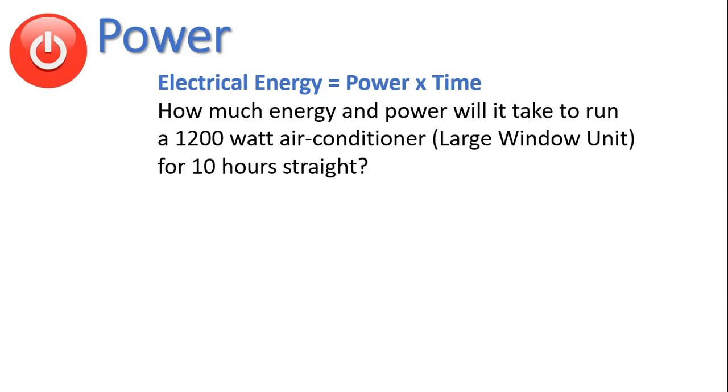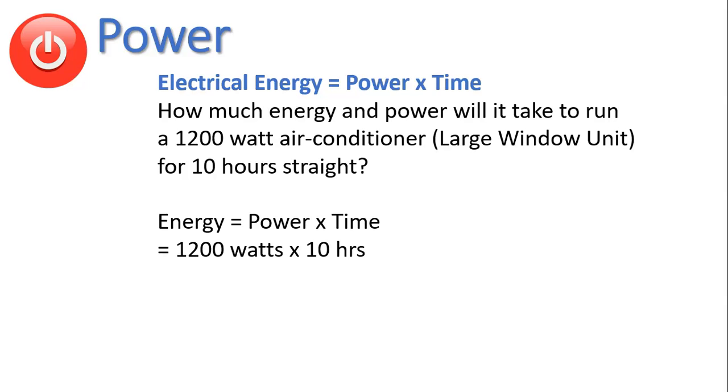And you ran it for 10 hours straight. You would just do energy equals power times time. So that's 1,200 watts times 10 hours. You get 12,000 watt hours, which would give you 12 kilowatt hours, right? Move the decimal point, and you get 12 kilowatt hours.